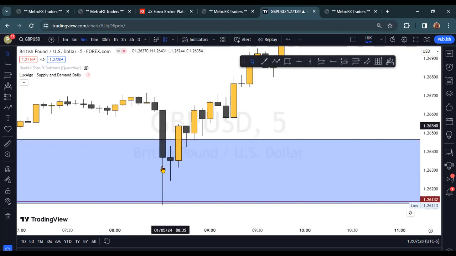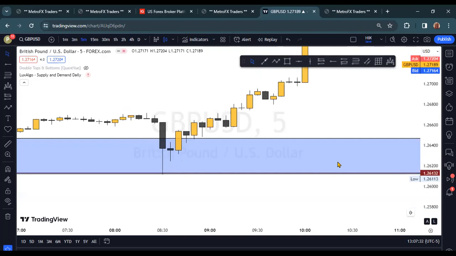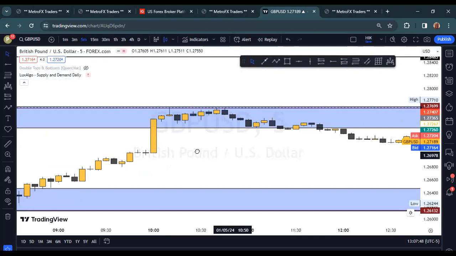It happens on the top, it happens on the bottom. All you got to do is be patient enough and let it happen. Because once it happens, you can get in. Because once it goes up, it's got to come back down. Okay. And then retest a certain level and then go back up. Okay. Same at the top.